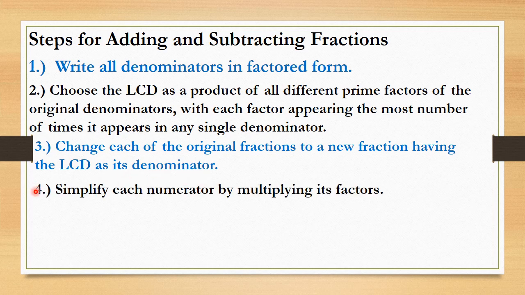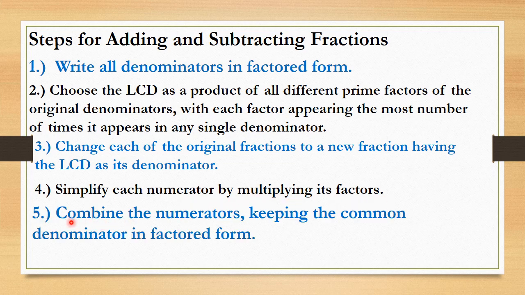Number 3, change each of the original fractions to a new fraction having the LCD as its denominator. Number 4, simplify each numerator by multiplying its factors. Number 5, combine the numerators, keeping the common denominator in factored form. So, let us keep the common denominator or the LCD in factored form. Hindi natin siya i-multiply, pero yung ating numerator ay i-combine natin. Next, number 6, reduce if possible.